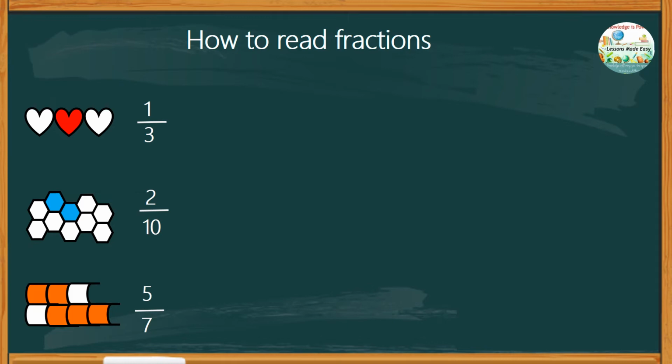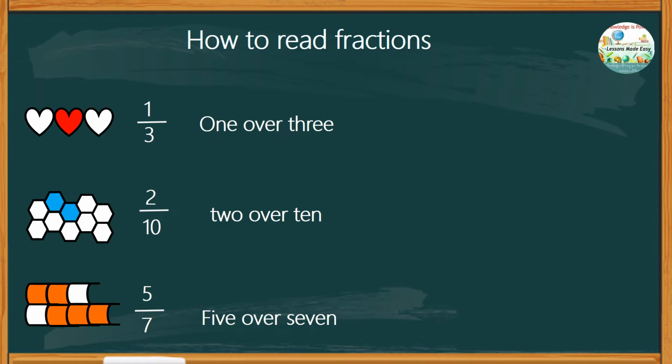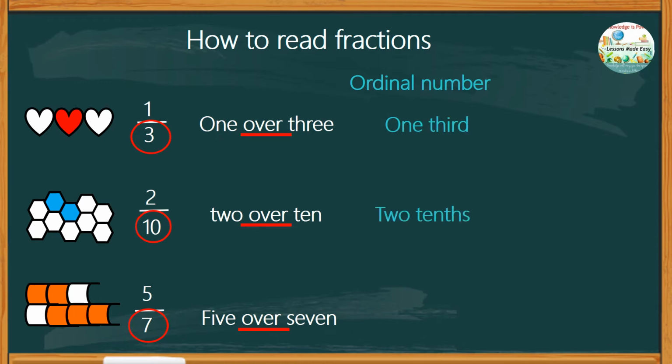There are various ways to read fractions. The easiest is to simply say the number over another number, just like this: 1 over 3, 2 over 10, and 5 over 7. Another way is to get rid of the word over and say the ordinal number of the denominator, just like this: one third, two tenths, and five sevenths.